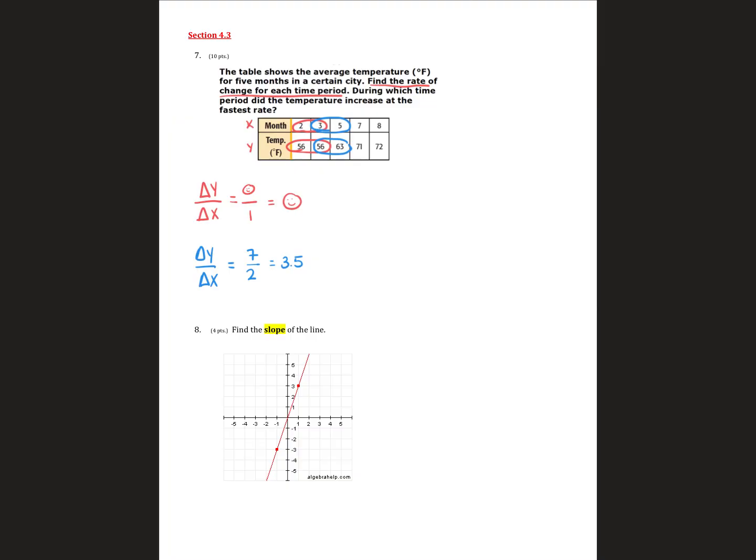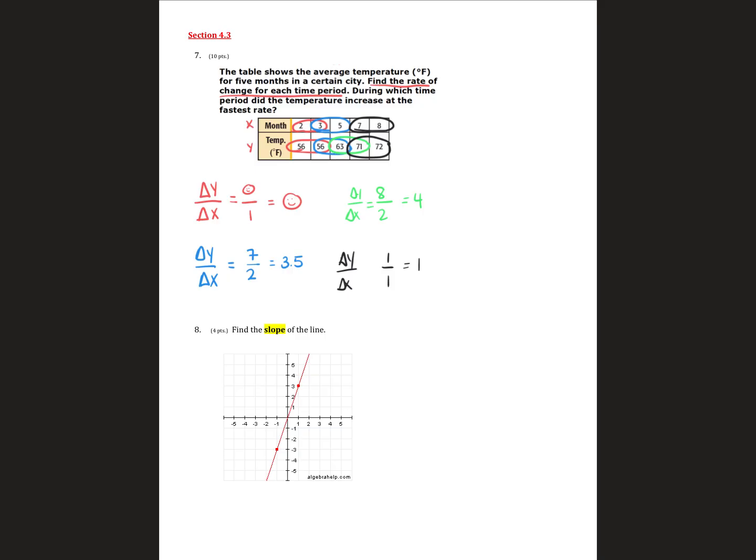Change your color again. Change in y: 8, over 63 to 71 is 8. 5 to 7 is 2. 8 over 2, which simplifies to 4. And then our last one, I don't know if I have another color option here. I'll do black. Change in y over change in x. From 71 to 72 is 1. From 7 to 8 is 1.